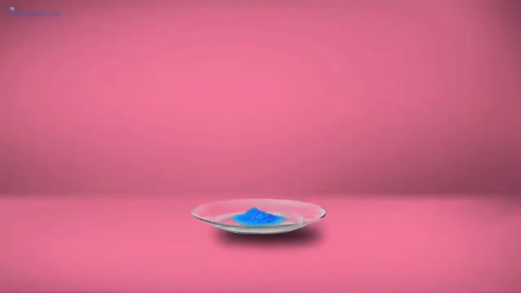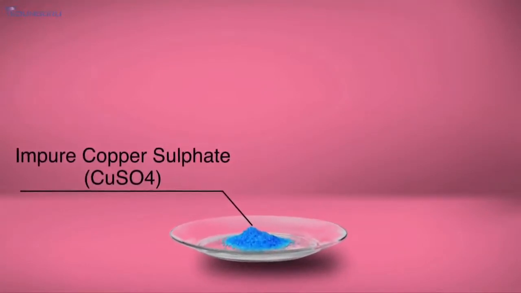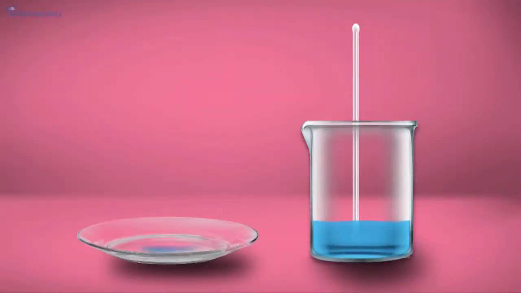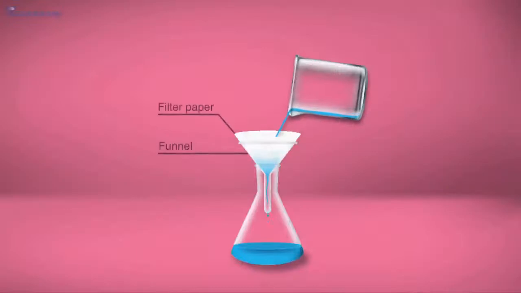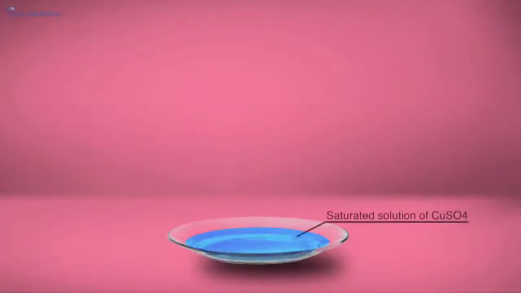Now let us see how we can use the method of crystallization to get crystals of copper sulfate from its solution. We will take 5 grams of impure copper sulfate in a china dish. We will dissolve it in minimum amount of water and filter this solution to remove the impurities. Then we will evaporate this solution so that we get a saturated solution of copper sulfate.